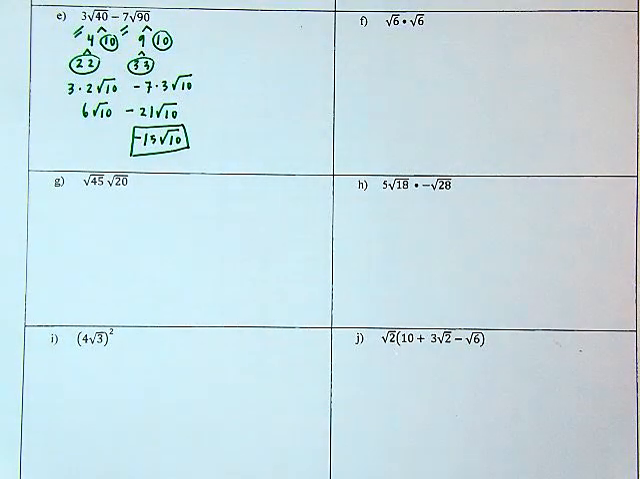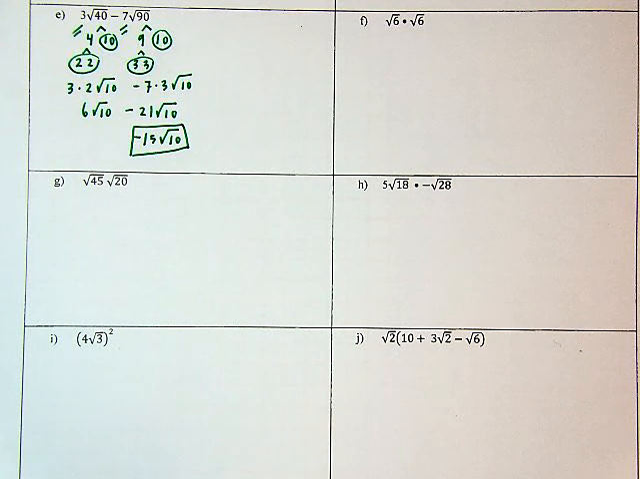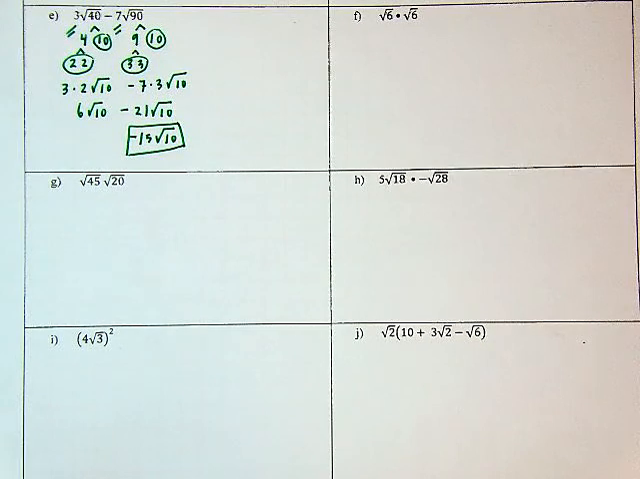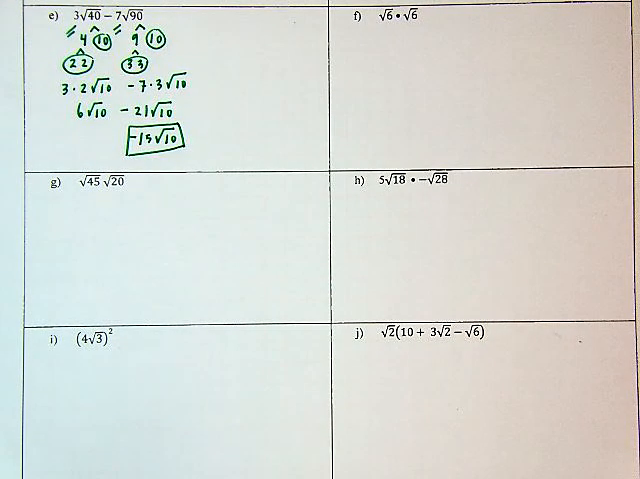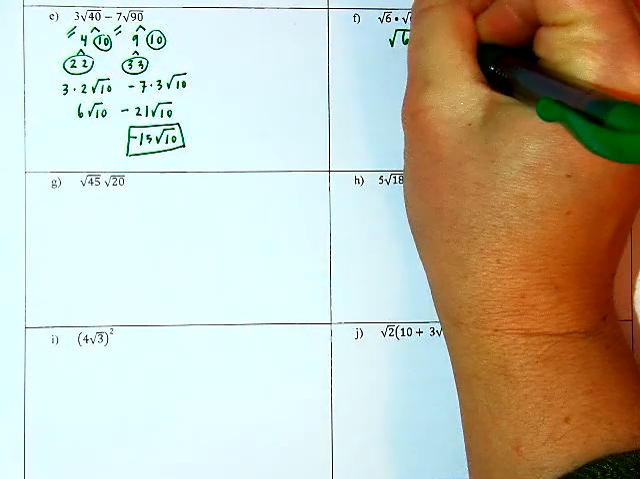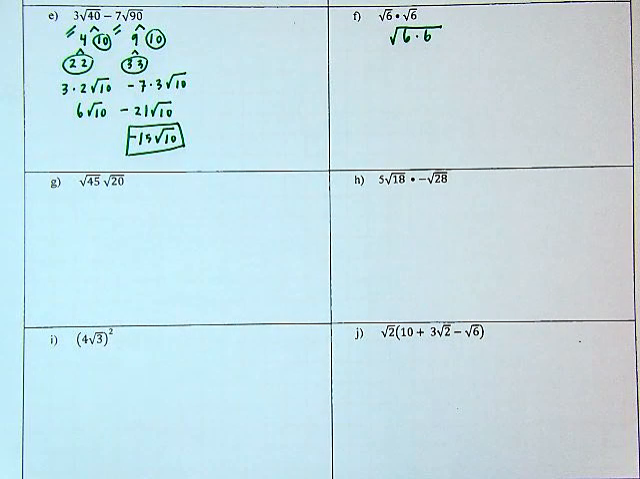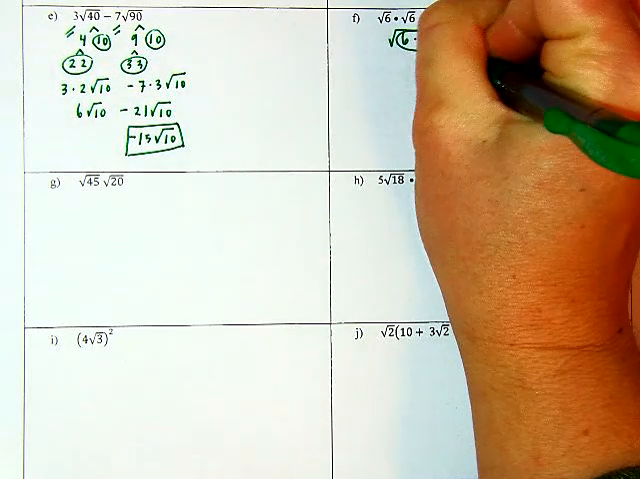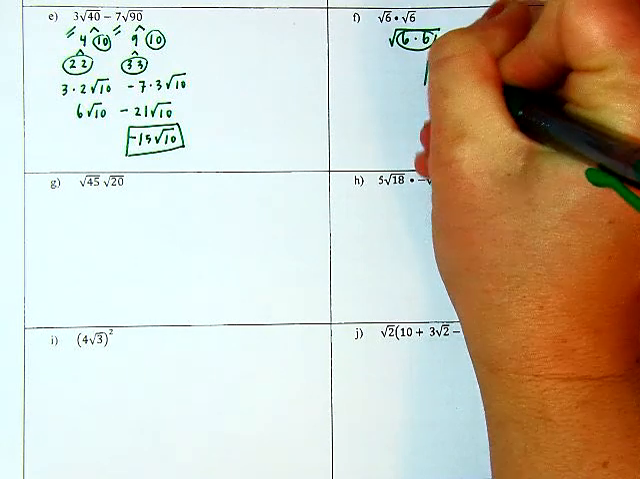Okay, for F, now we're multiplying. So when I'm multiplying, I combine the radicands. I put them underneath the same radical, and then I'm looking for my pairs from that point on. So if I'm looking at the square root of 6 times itself, those two 6's join underneath the same radical. So it's like saying the square root of 6 times 6. That gives me my pair right here, and my answer becomes just 6.